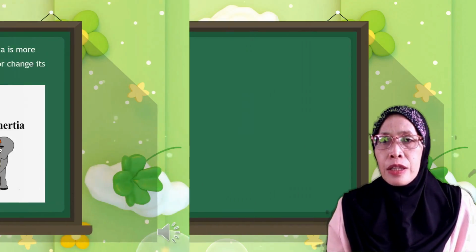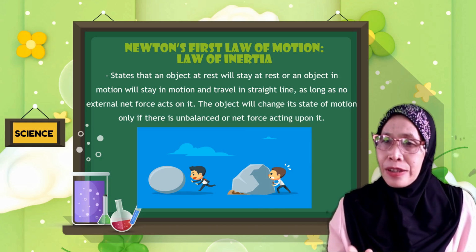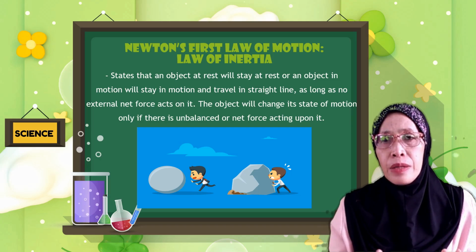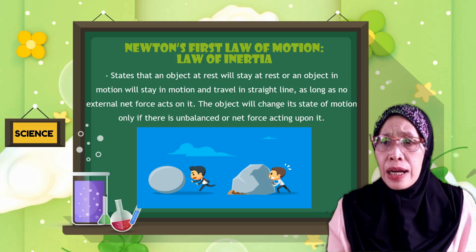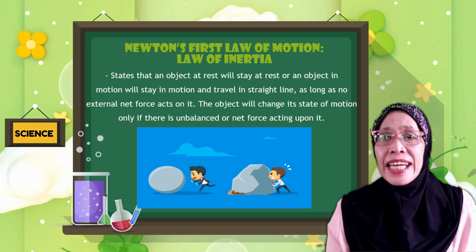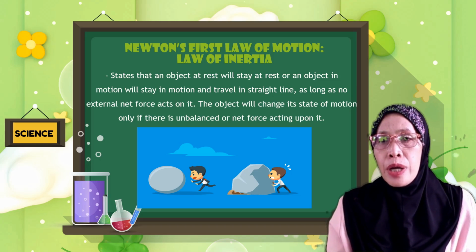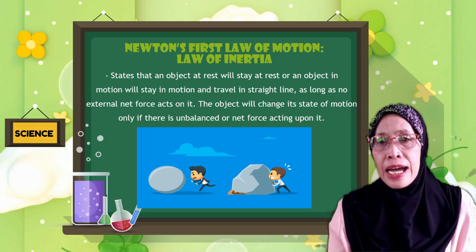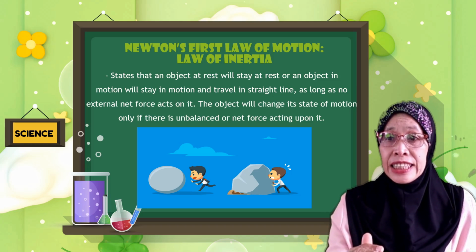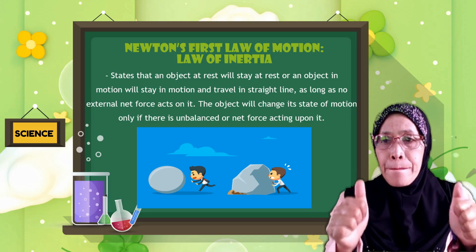Now, as a summary, the first law of motion, or the law of inertia, states that an object at rest will remain at rest, or an object in motion will remain in motion or travel in a straight line, unless an external net force acts on it. Take for instance, a heavy rock on the ground will not move, unless acted upon by unbalanced force, and that is when you try to push it using your hands. So, the object will change its state of motion only if there is an unbalanced force acting on it. Did you get the concept of the first law of motion, students? Two thumbs up if you did so.